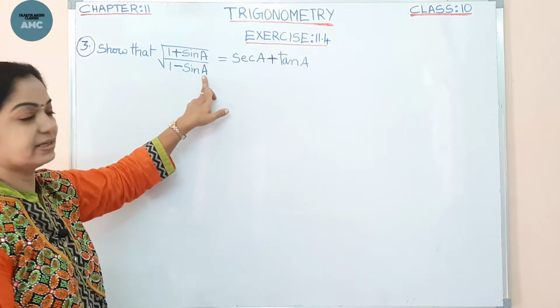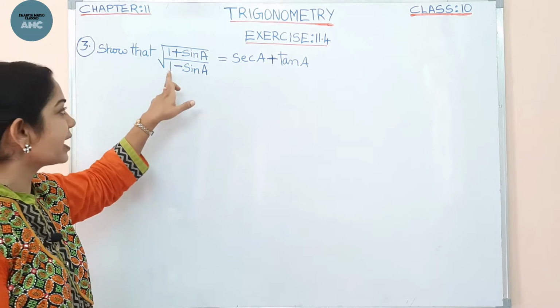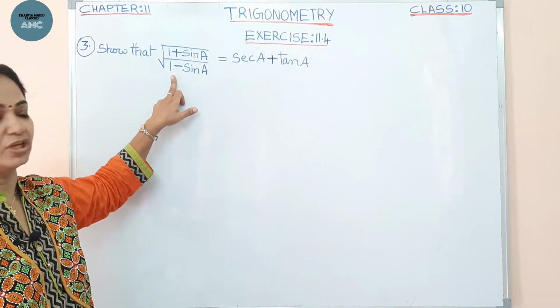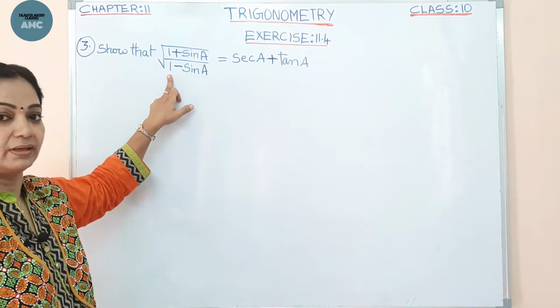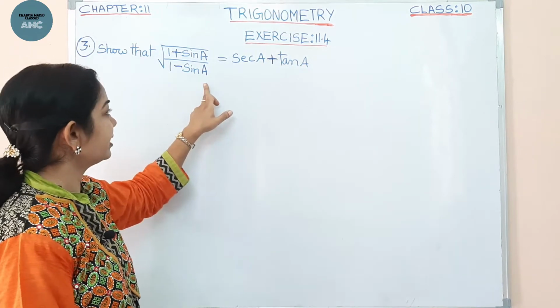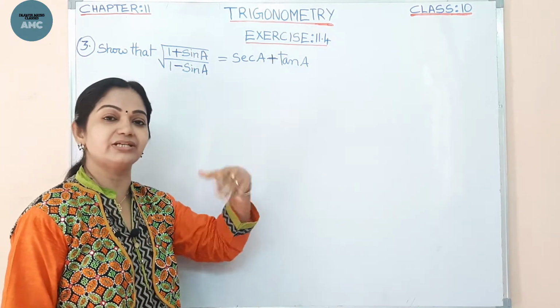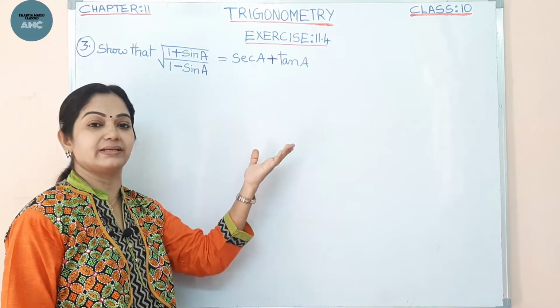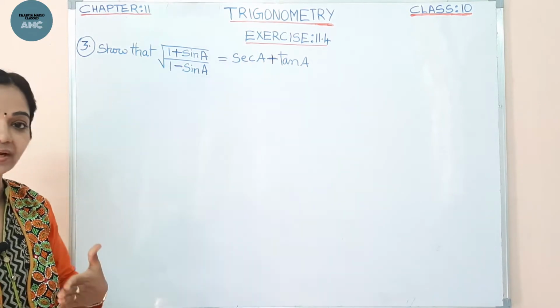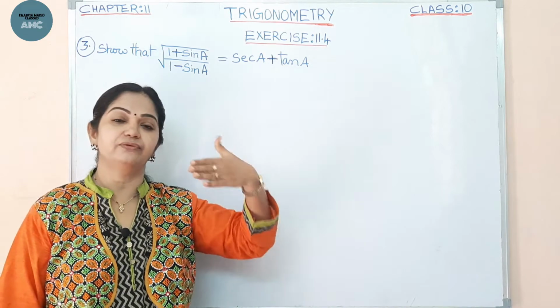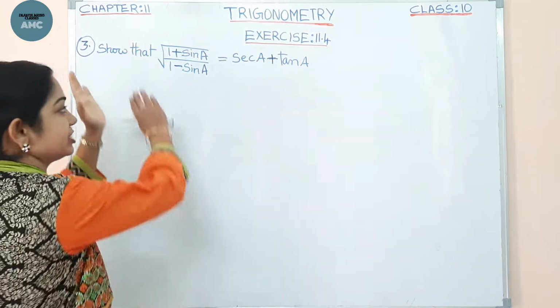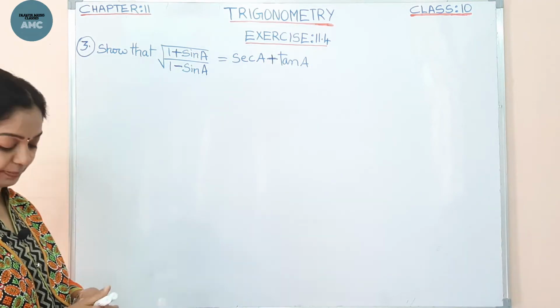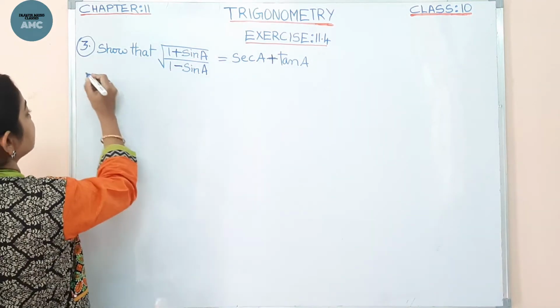Here 1 minus sin A is the denominator. Let us rationalize the denominator. Now, what is the rationalizing factor of the denominator? Here 1 minus sin A is the denominator. The rationalizing factor will be 1 plus sin A. Now, what do we do with the rationalizing factor? We have to multiply and divide with the rationalizing factor. That means we are rationalizing the denominator part. That concept we will use here.